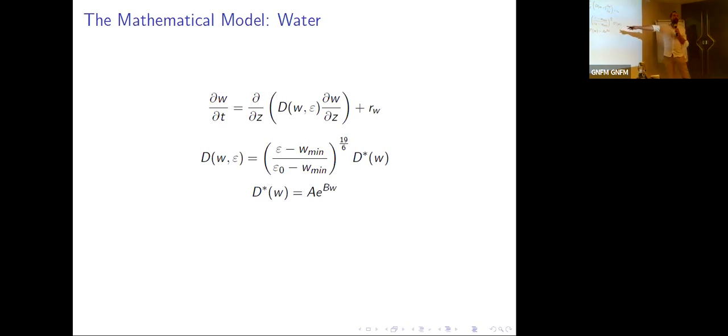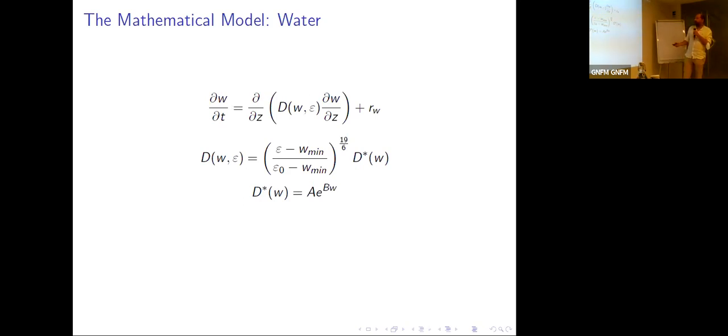Of course, W min is the residual water content. Concerning D star, the contribution of water content is given simply by an exponential form with A and B some fitting parameters.